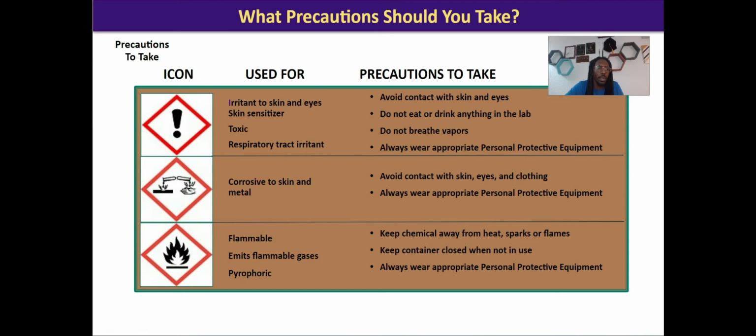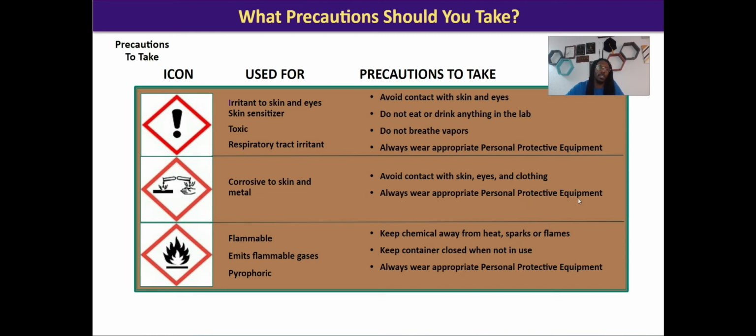If you see this icon, we see that hand, little crack here. This means that it's corrosive towards the skin or metals. You definitely want to avoid contact with the skin, eyes, and clothing, especially with clothing, as it can destroy everything. So it could potentially lead to this next one that we're going to talk about here. And then also another precaution to take is you need to have on your PPE.